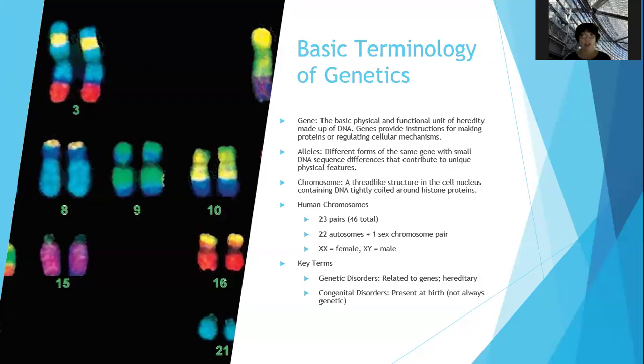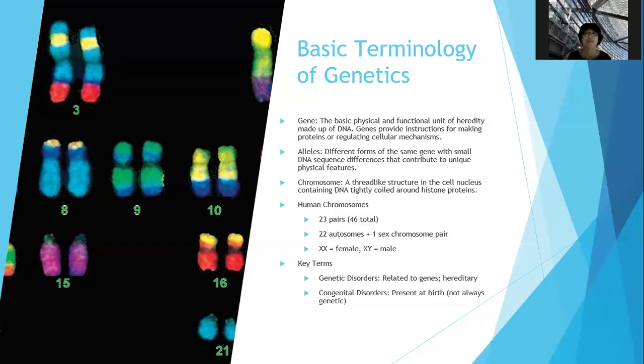I know you all had biology, but a gene is the basic physical and functional unit of heredity made up of DNA, and genes provide the instructions for making proteins or regulating cellular mechanisms. So the basic tenet of molecular biology is genes code for RNA, which codes for proteins, which then go out and do everything in the body.